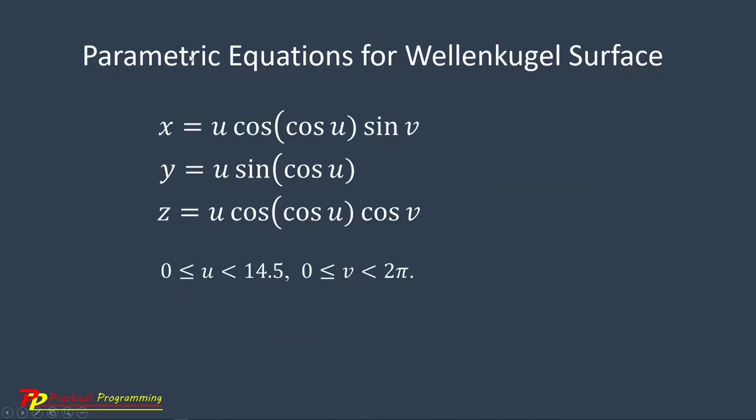Here are the parametric equations for the Wellenkugel surface. You can see x, y, z coordinates can be expressed by u and v. U, v are parameters, so this expression shows the parametric equation for this surface. Here u is in the range 0 to 14.5, and v is in the range 0 to 2 pi.